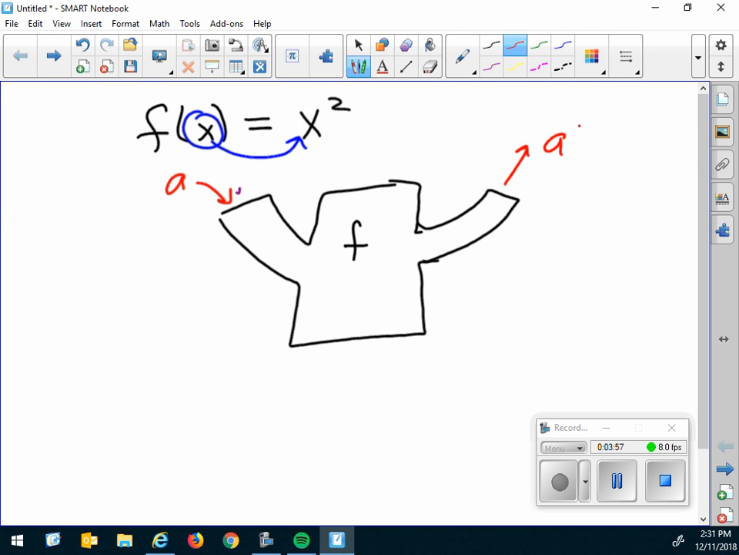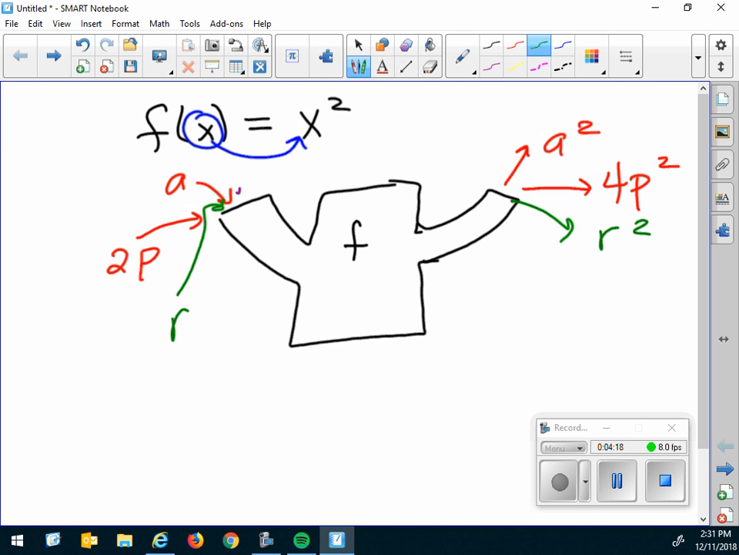What if I put in a? Right. What if I put in 2p? 4p squared. What if I put in r? R squared. What if I put in, you ready? C plus 2.